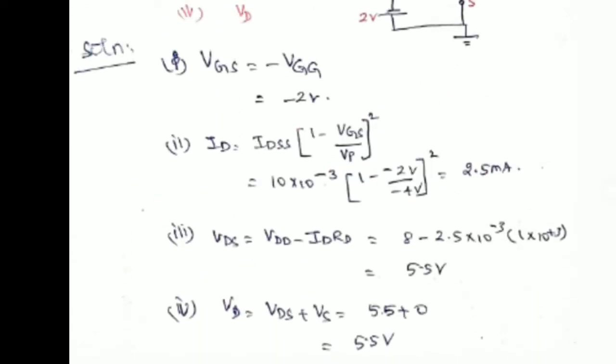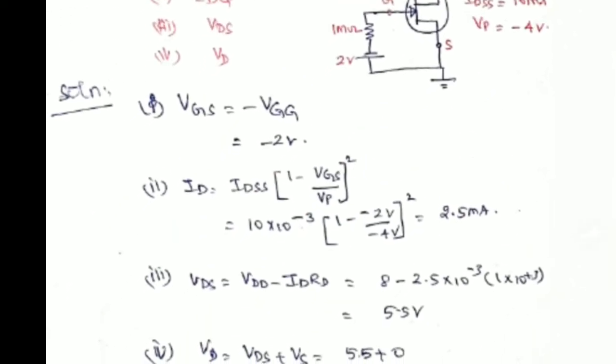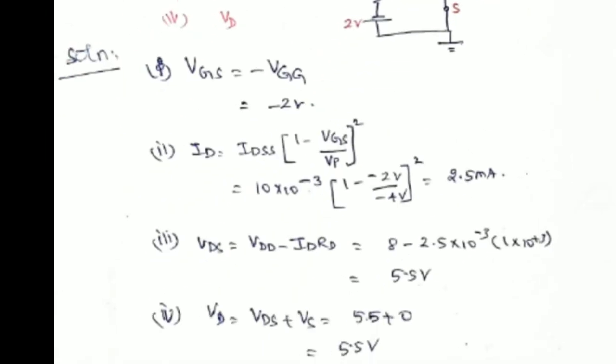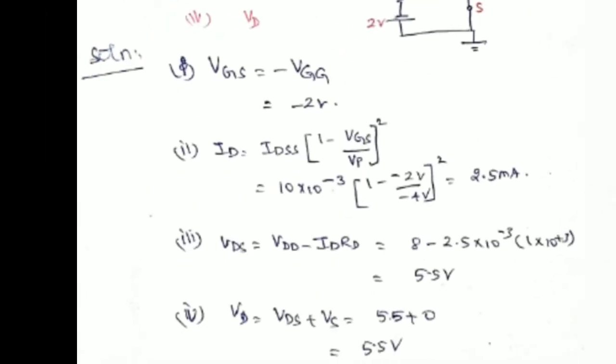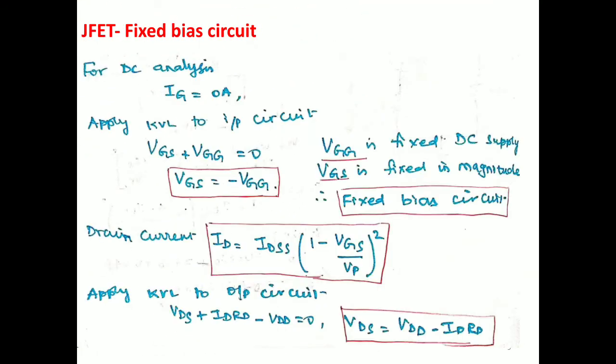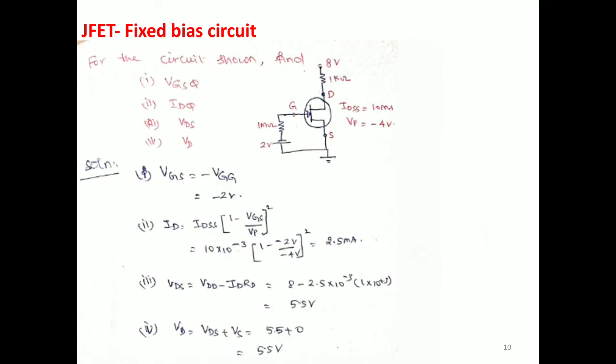What about your ID? ID is equal to IDSS into 1 minus VGS by VP whole square. We know this equation. The VGS value is given, the VP value is given, and IDSS is equal to 10 milliamps. Substituting, ID is equal to 2.5 milliamps. Next, what about your VDS? VDS is nothing but VDD minus IDRD. Substitute the values: ID we have just found, the RD value is given, and VDD is the given applied voltage. So your value is found. Next, what about your final one?